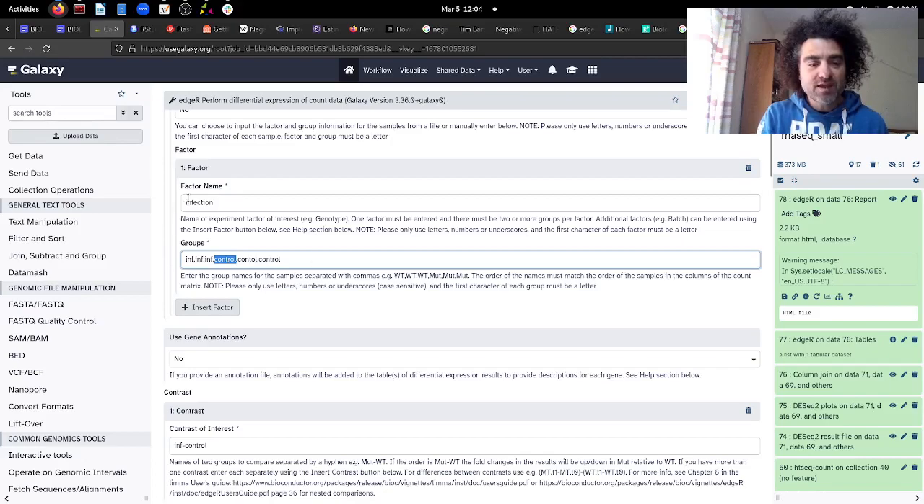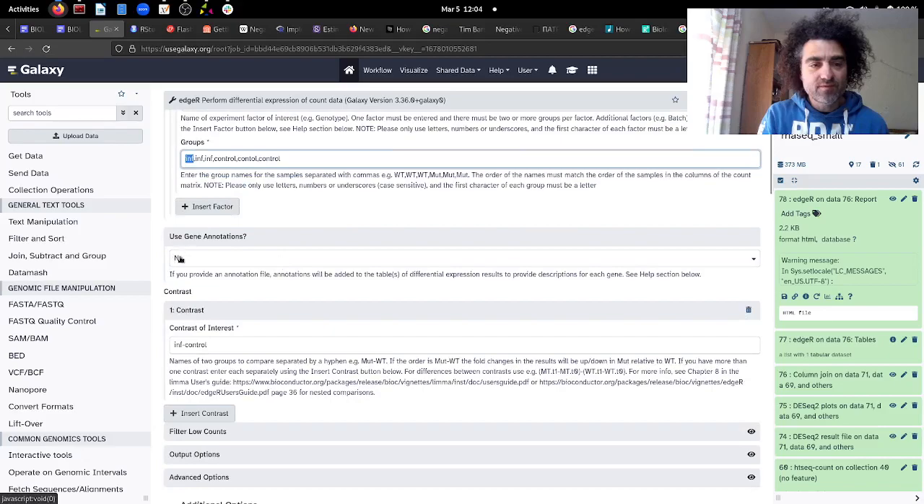In this experiment I have just one factor, but I may also have more factors that I can insert using this button here. Okay, and the way that I must put the information for the levels is that I must assign a value to each column. Since in my experiment I had 6 animals, I must provide 6 values here. So the first 3 animals are infected, and the 4th, 5th and 6th are control.